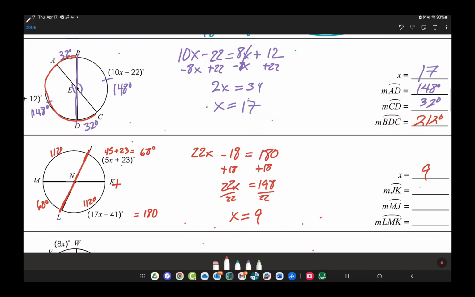So arc JK is 68 degrees, MJ is 112 degrees, and LMK, so that is 180 plus 68, so that would be 248 degrees.